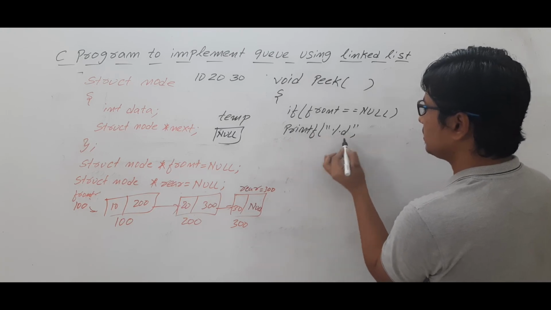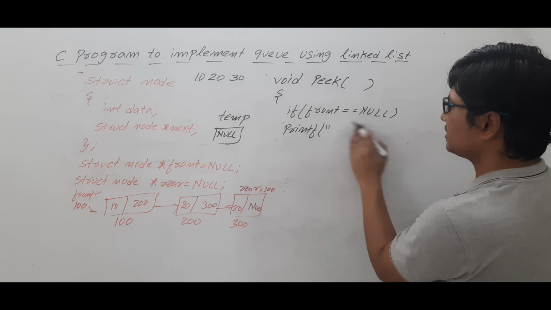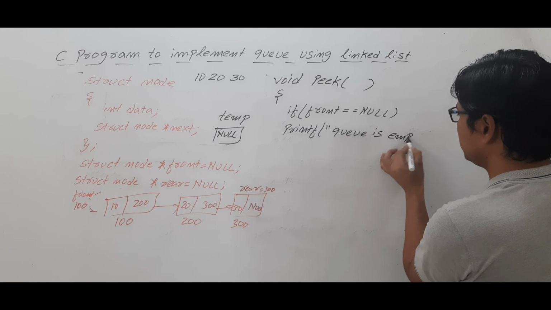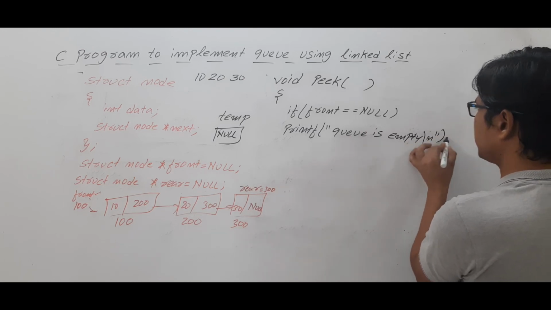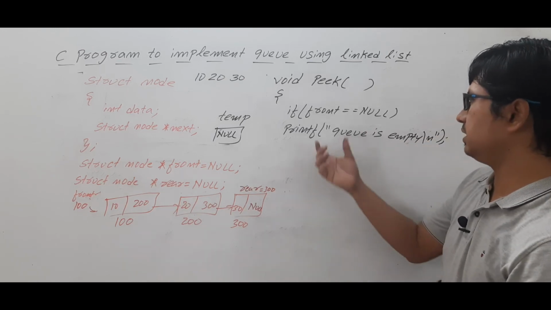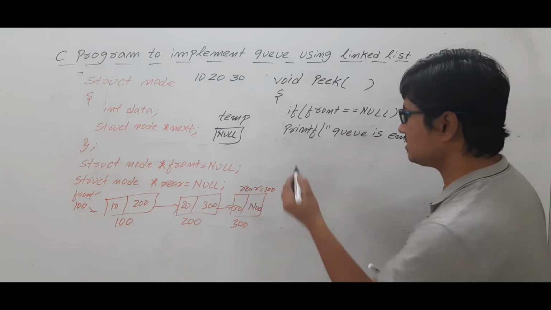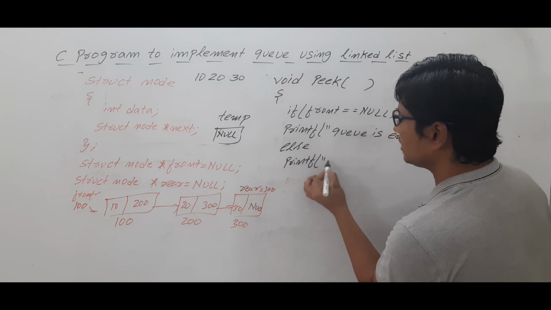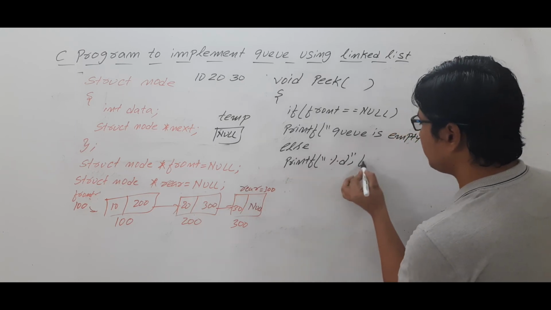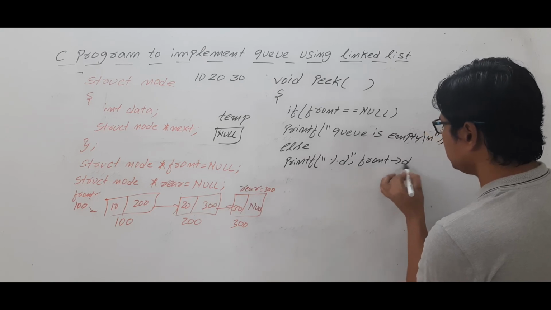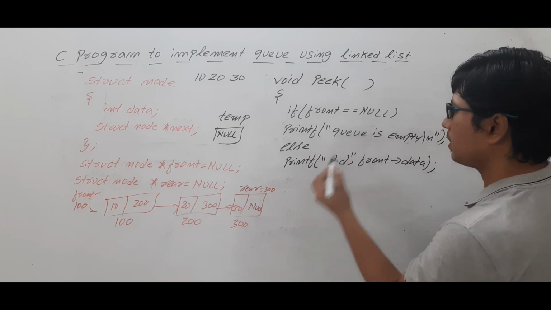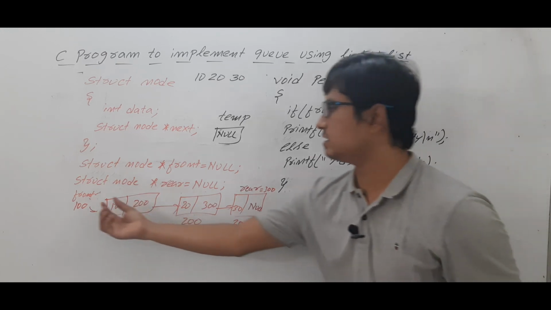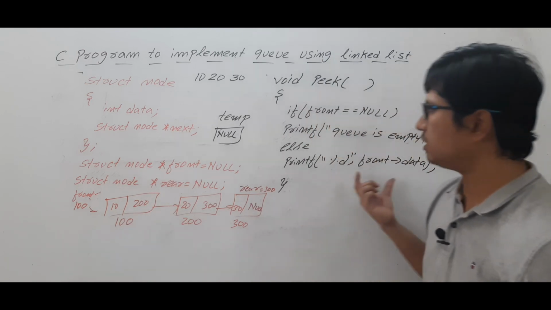Percentage d. Okay, so sorry, percentage d, why I will say queue is empty, I will write. Sorry for these mistakes. I hope you can understand. Okay, if front is equal to null, queue is empty. Else, you have to display the topmost element or the front element, percentage d, front of data. Okay, close the peek function. That's all. Is it clear? Front of data, front is 100, 100 of data is 10. That value will be displayed.